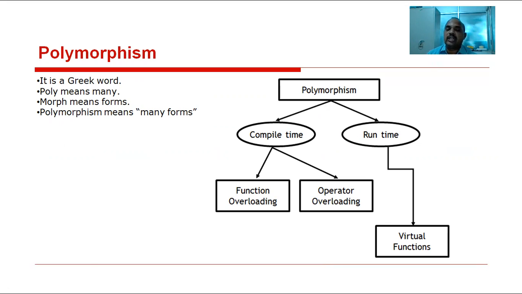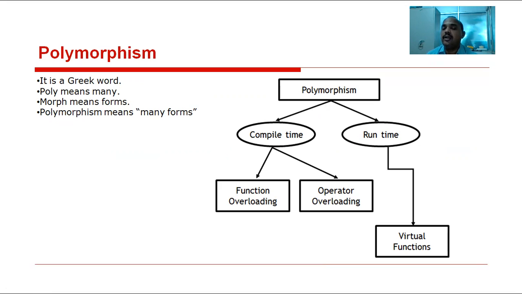The changes that occur at compilation time are called compile time polymorphism. Compile time polymorphism is also known as early binding or static binding. The changes that occur at execution time are called runtime polymorphism. Runtime polymorphism is also known as late binding or dynamic binding.